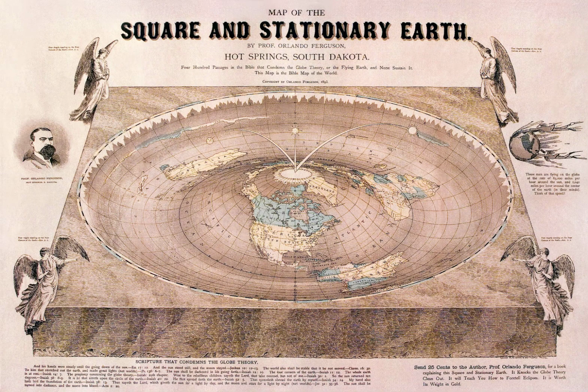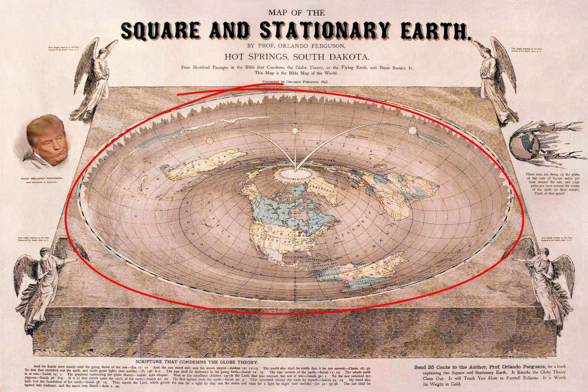You may not have noticed already that this model isn't even flat. It is domed in the center, with the equator at the lowest point, and the rims of the southern hemisphere rising to later form the ice wall.